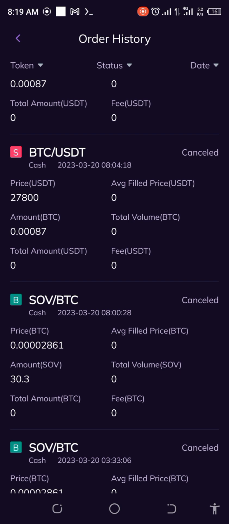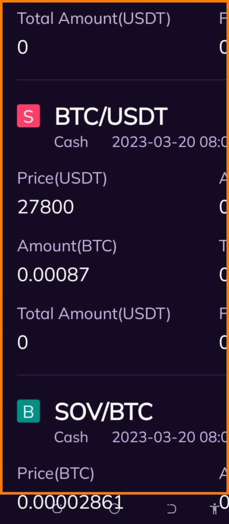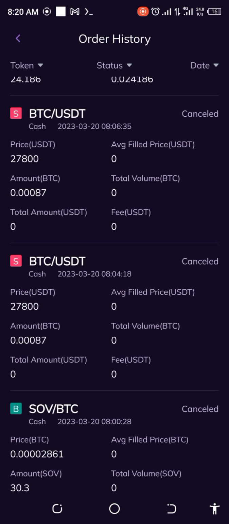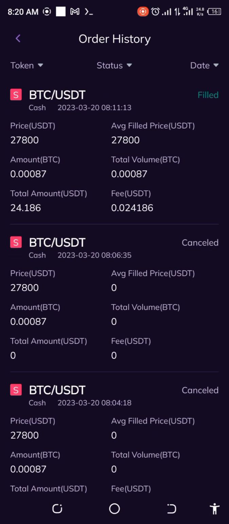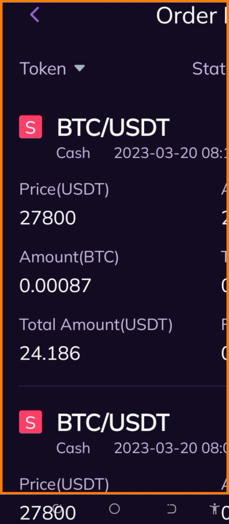So all we had to do was try to place a sell limit. Can you see this? We placed a sell limit of 27,800. No, this one was cancelled. We cancelled about a couple of times. Let's see where it was filled. So this is where it was filled. So this was our sell limit of 27,800. And what did we get?